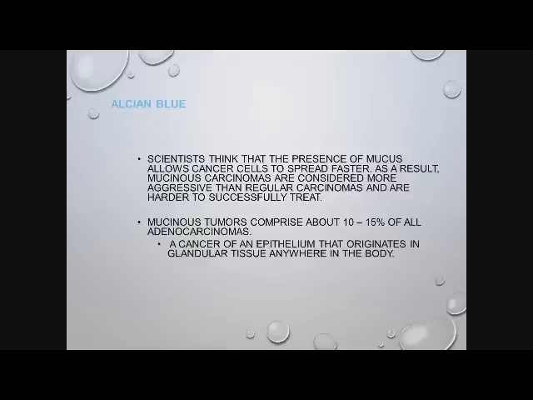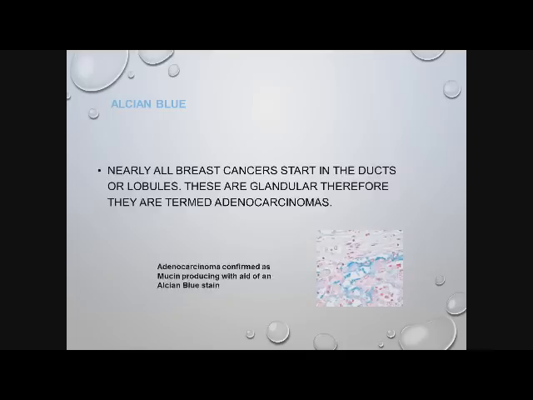And we all know out there that adenocarcinoma is a cancer of epithelium that can originate in glandular tissue basically anywhere in the body. Nearly all breast cancers start in the ducts or lobules. These are glandular, therefore they are termed adenocarcinomas. And here's an example of mucin-producing confirmation with the aid of an Alcian Blue stain.